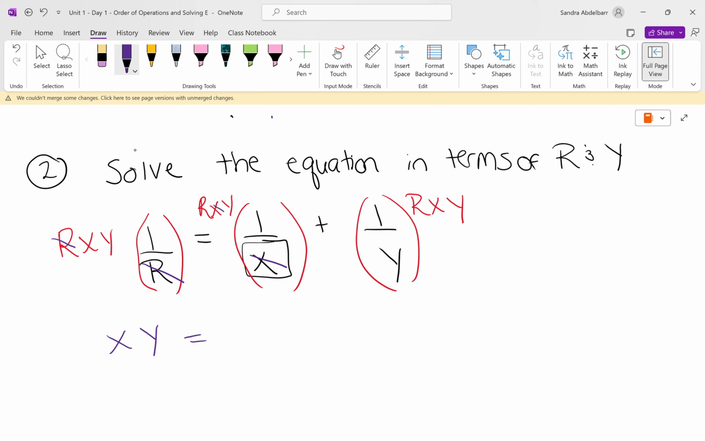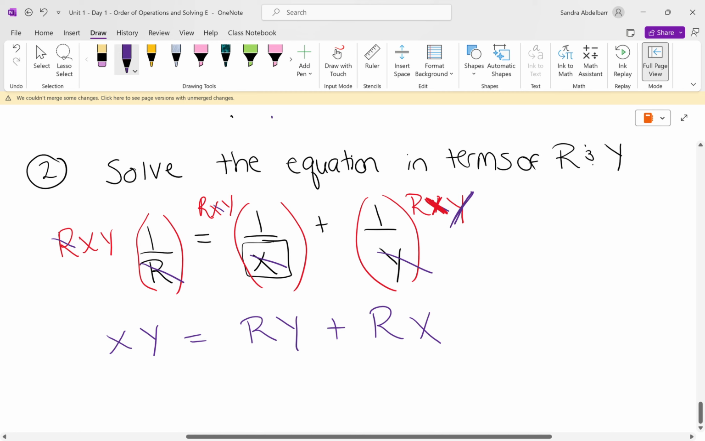And when we multiply everything by rxy, here the r's cancel, so you're just left with xy. Here the x's cancel, so you're just left with ry. And here the y's cancel, so you're just left with... I canceled the wrong thing there, didn't I? This is an x, sorry. The y canceled there. So this is rx.